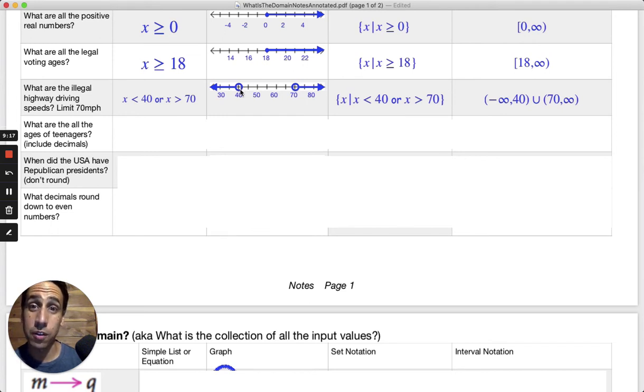If you go 40, you're fine. If you go 70, you're fine. If you go anywhere in between, you're fine. But if you do anything outside of that, then you'll get a ticket for driving too slow down here or driving too fast up here.